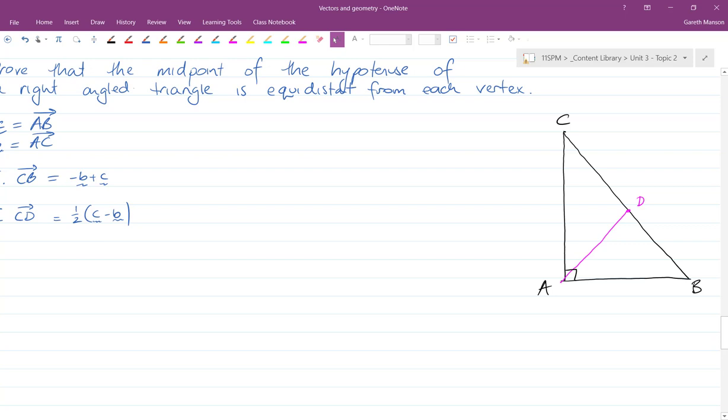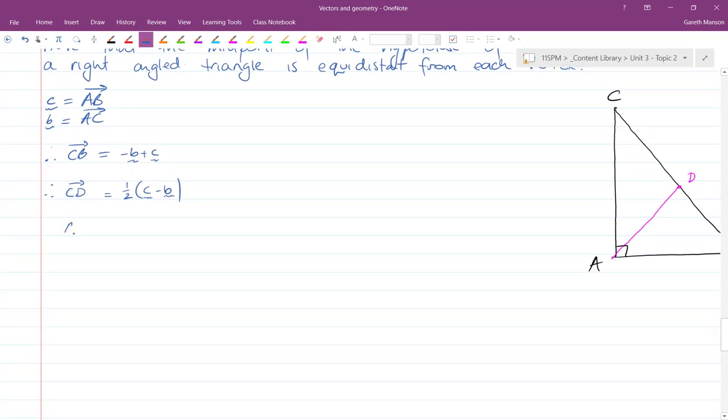I can't actually work it out, I don't know the numbers, but I can work out an algebraic representation for the length of CD. What I need now is my AD. So what is the value of AD in this case? So I can write down AD is equal to, which way do you want to go? Let's do it. A to B plus B to D.